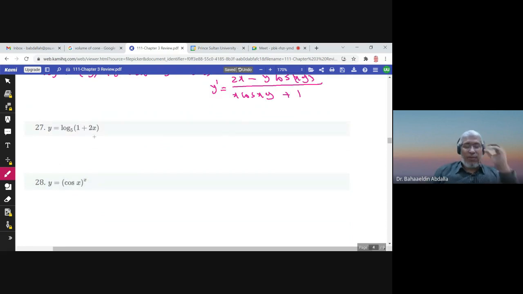This is log, and the derivative of log u to the base b is 1 over 1 plus 2x, okay, times ln 5 times the derivative of 1 plus 2x, which is 2.